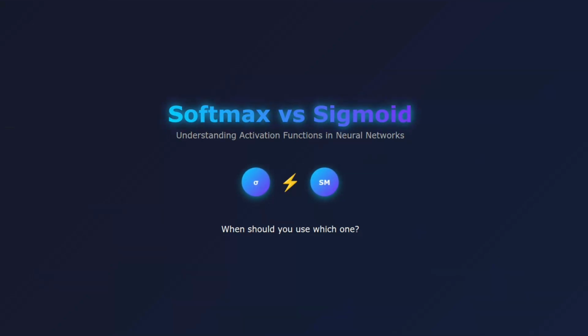Today we're diving into one of the most common questions in neural networks. What's the difference between softmax and sigmoid activation functions? And more importantly, when should you use each one? By the end of this video, you'll have a crystal clear understanding of both functions, their mathematical foundations, and their real-world applications. Let's get started.